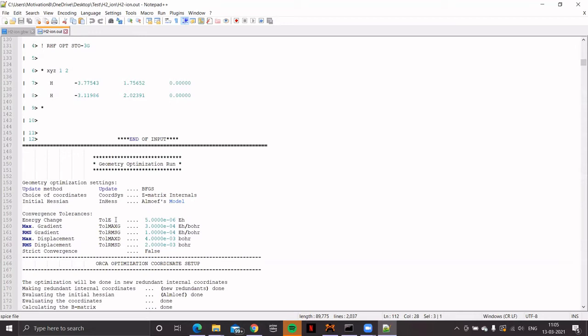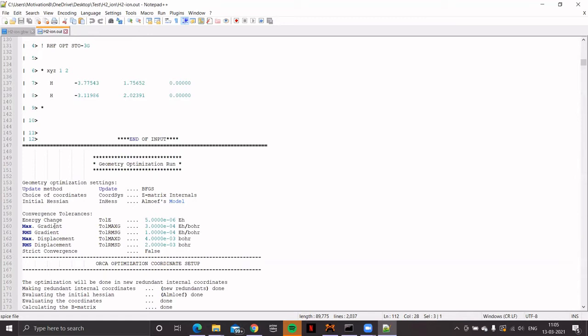The computer decides on the basis of energy change. If the total energy change between adjacent iterations is less than 5 times 10 to the power minus 6 Hartree. Hartree is the atomic unit of energy. EH stands for Hartree. 1 Hartree is 27.2 electron volt. That's one criterion.